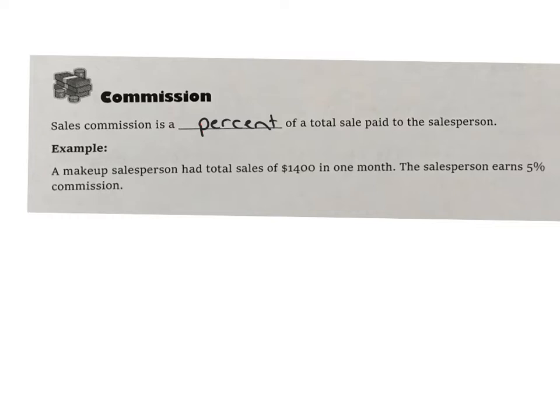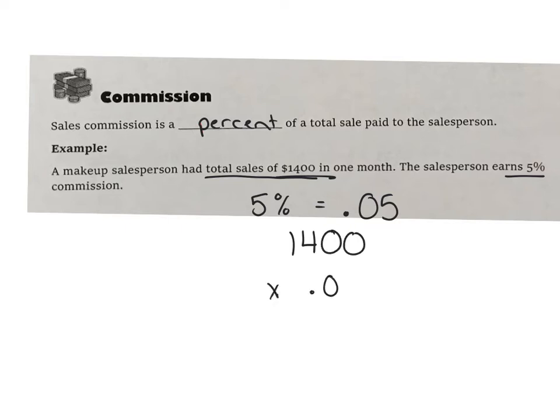So a makeup salesperson had a total of $1,400 in 1 month sales, total sales. So she didn't make that money, she made that money for the company. The salesperson earns 5% commission. So we need to take our 5%, change it into a decimal, so that'd be 0.05 because we moved the decimal twice. So then we have 1,400 times the 5 hundredths.